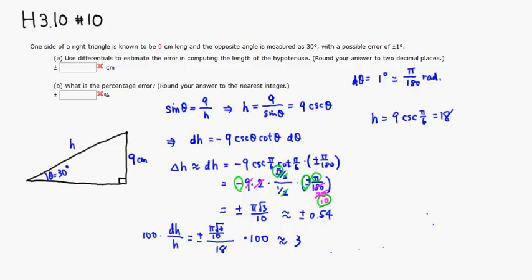So that's it. All you really have to do is to get the percentage error, dH over H, then multiply by 100. So we got that. That's it. I hope that this was clear.